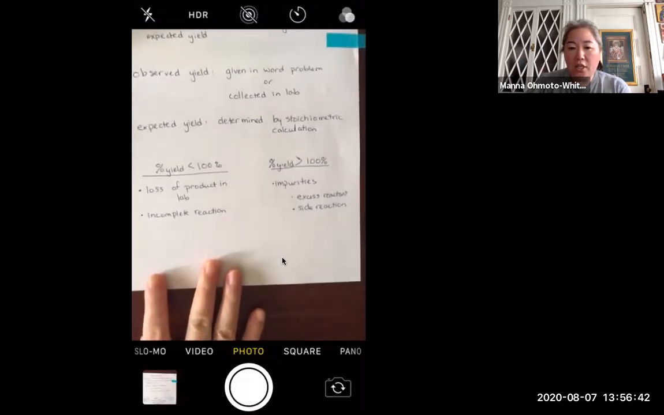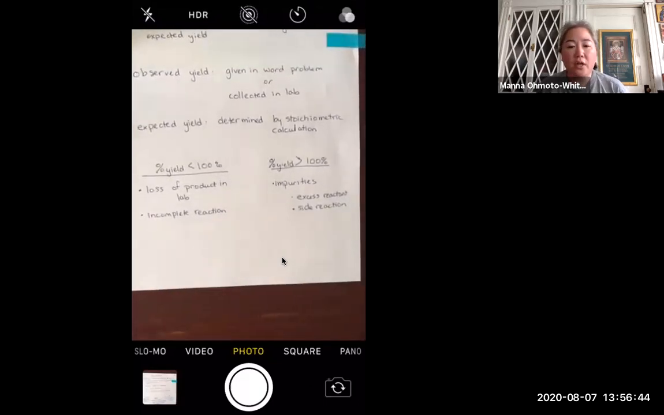And just a note, when we're talking about percent yield, oftentimes percent yield informs our error analysis. So oftentimes we will have a percent yield less than 100%, and usually that means I lost some of my product in the lab. Maybe during some procedure, part of it in the decanting process was dumped down the sink, or there was an incomplete reaction.